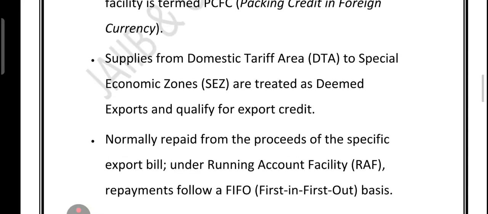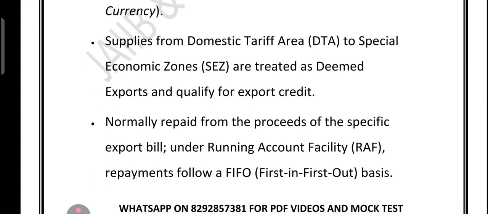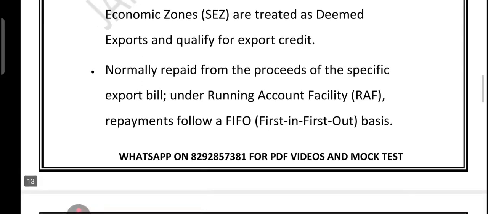Even if you are supplying goods from India's domestic tariff area to an SEZ, special economic zone, it is treated as a kind of export, which we call deemed export, right? And yes, you can get export credit for that also. So we are talking about the pre-shipment finance controlled by RBI. The exporter can get this loan either in Indian rupees or in big global currencies, right?